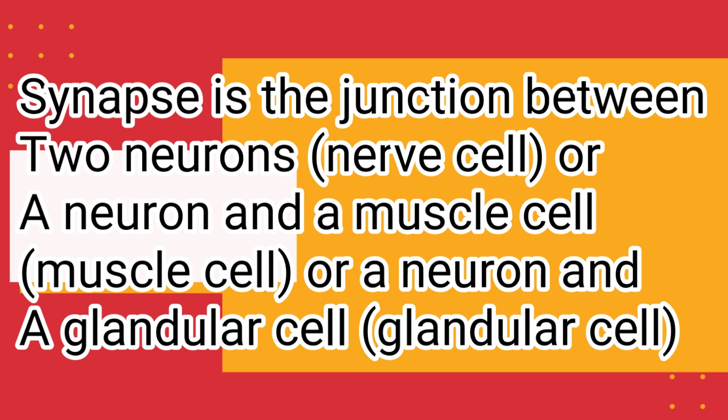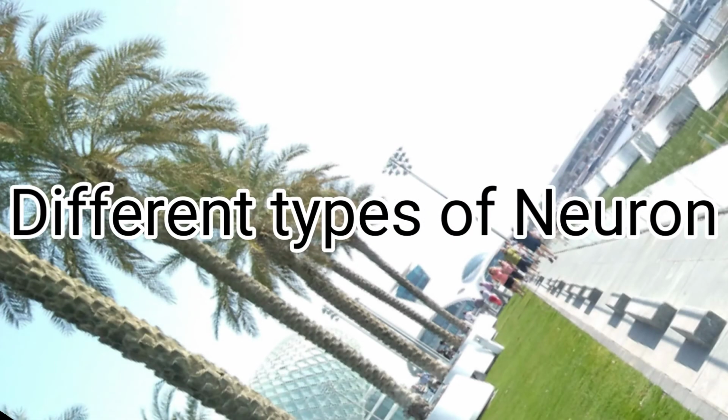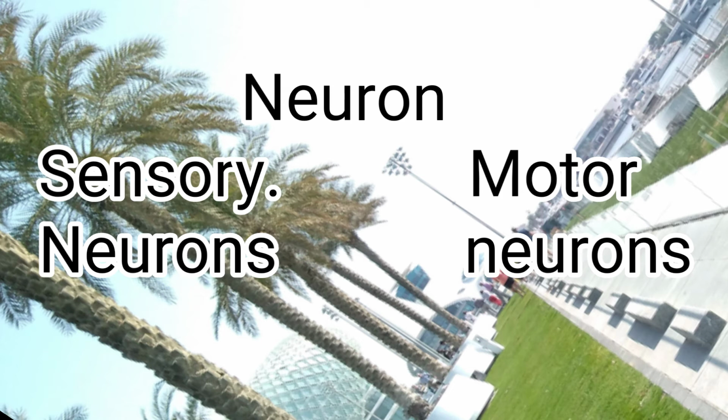Okay, and what are the different types of neurons? Another question, different types of neurons. So there are two types of neurons, sensory neurons and motor neurons.